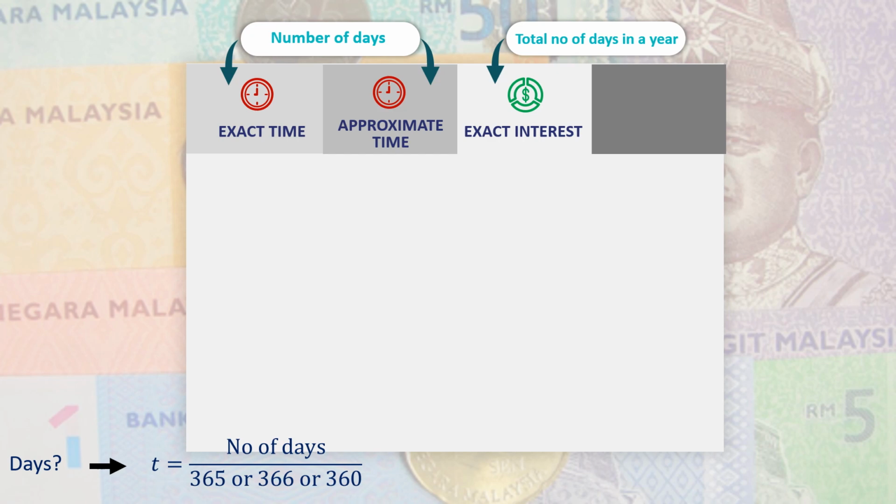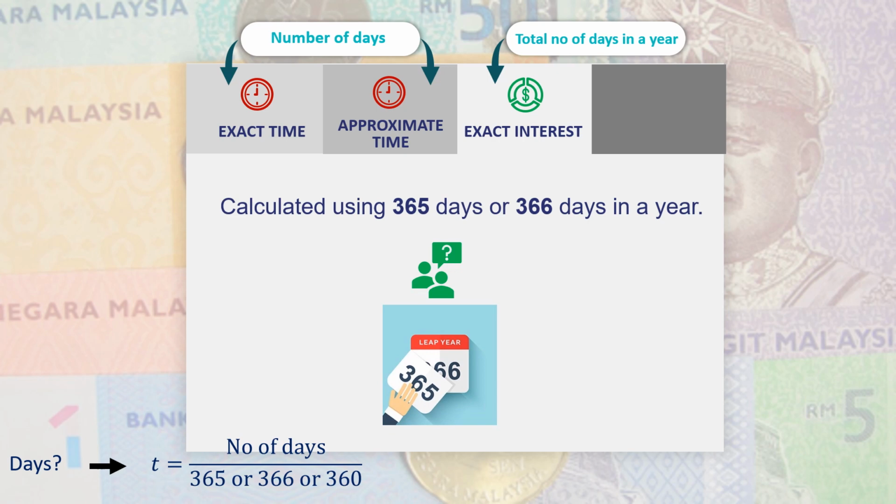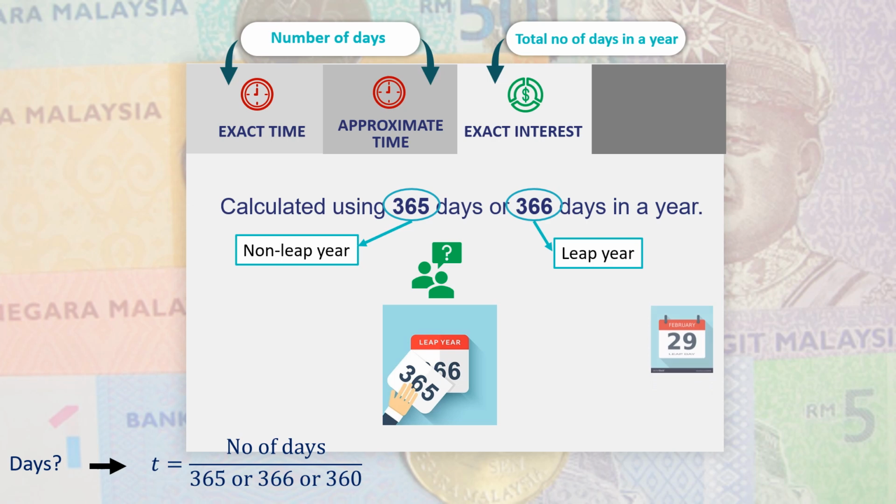The first method is exact interest, where the interest is calculated using 365 days or 366 days in a year. We use 365 days if the year is a non-leap year. If the year is a leap year, then we use 366 days, since February has 29 days.